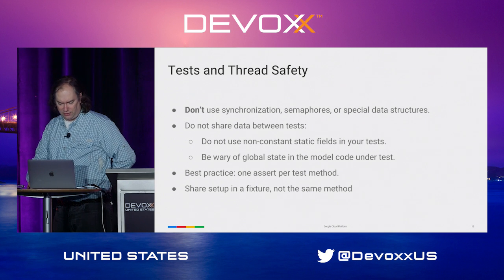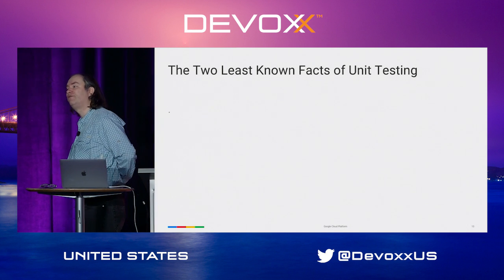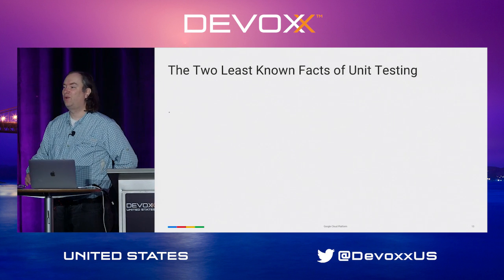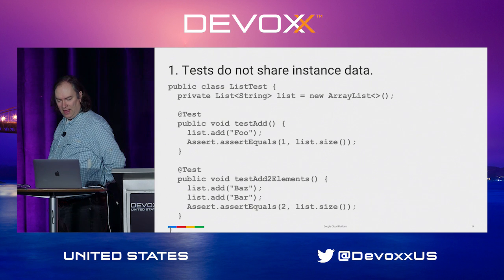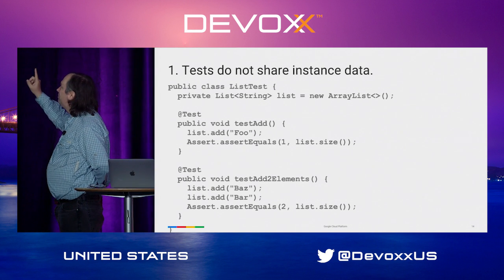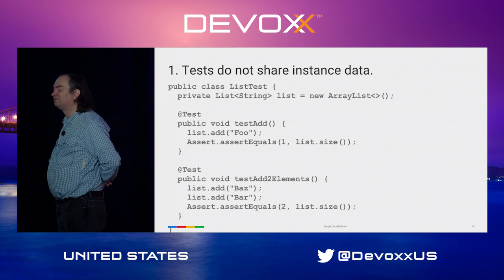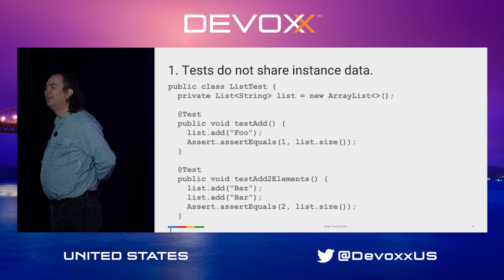I think I said those next 2 points. 2 least known facts of unit testing. This will answer your question from earlier. Number 1, I said static state. Shared instance data, perfectly fine. Is there a bug in this class? Yes?